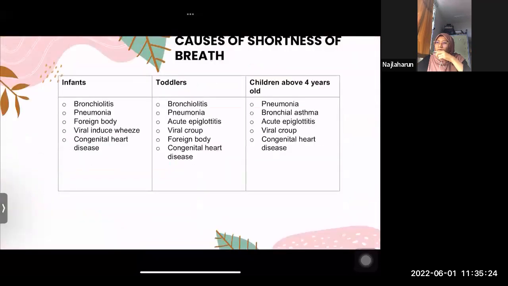All right, so here are the causes of shortness of breath, divided into infants, toddlers, and older children. Basically in infants it can be bronchiolitis, pneumonia. Pneumonia can be in any age, foreign body, when the child starts mouthing, viral induced wheeze, and congenital heart disease. Toddlers and older children have more or less the same causes: bronchiolitis, pneumonia, acute epiglottitis, viral croup, foreign body.